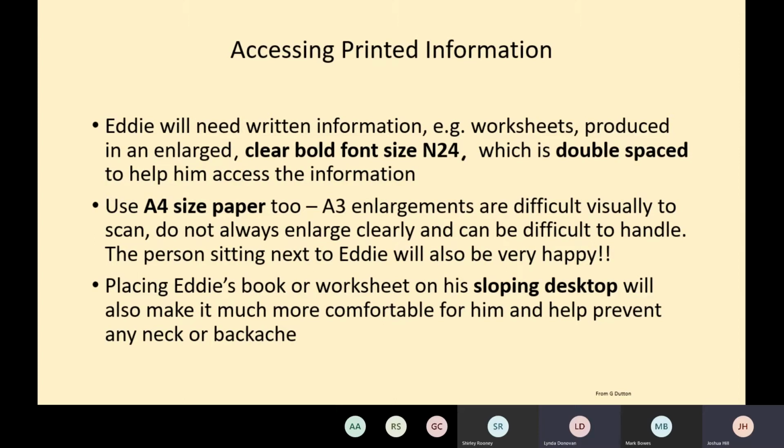His written work, any text or written information that he's given, needs to be in an enlarged clear bold font size N24. He also needs double line spacing to help him access the information to reduce the clutter. Any enlargements or anything that he has should be on A4 size paper. A3 enlargements are quite difficult for a child to handle. The images and the text aren't always enlarged very clearly. And because Eddie has nystagmus, that makes it very difficult for him to try and scan a large piece of paper.